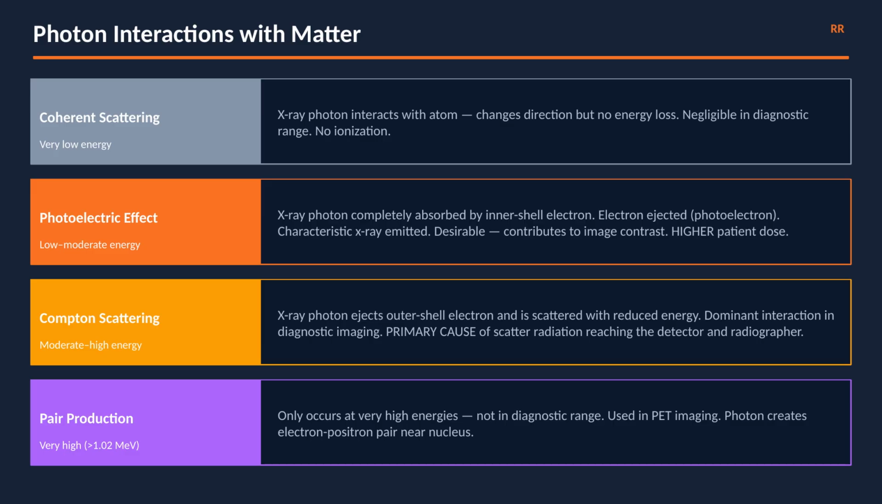Compton scattering. A photon interacts with an outer shell electron, transfers some energy, and scatters in a new direction. The scattered photon carries energy and becomes a source of occupational exposure and image fog. Dominant in diagnostic imaging. Primary cause of scatter to the radiographer. And pair production only occurs above 1.02 million electron volts. Not relevant in diagnostic radiography. You'll see it on the exam. Just know it doesn't apply to your clinical work.